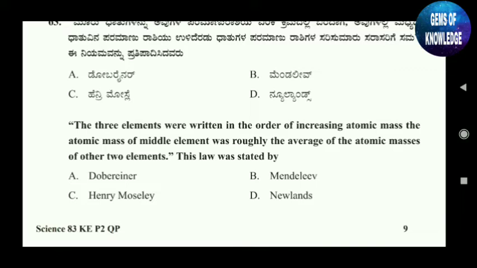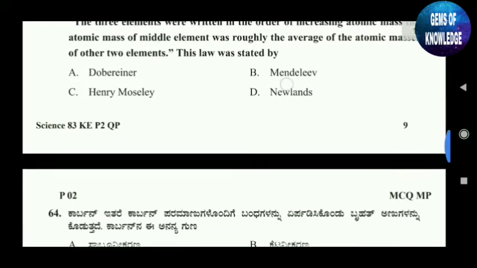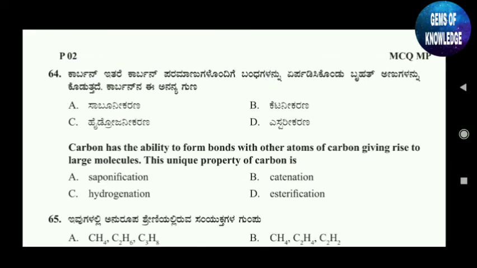Okay, moving on to the next question. 64th one: carbon has the ability to form bonds with other atoms of carbon, giving rise to large molecules. What is this property of carbon known as? We know that carbon has a special ability to form bonds with other atoms. That property is called catenation. So the correct answer here is B1, that is catenation.